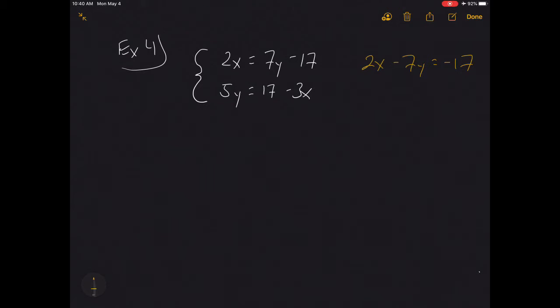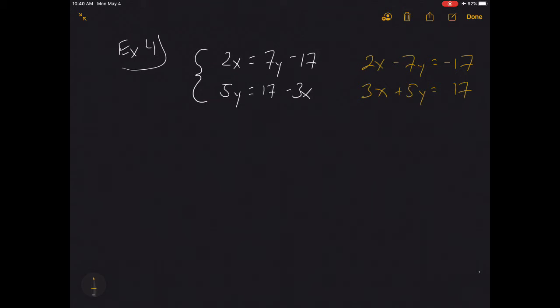And the second equation, the x needs to come to the left-hand side, so that negative 3x, we're going to add 3x to both sides. And again, I'm going to line it up vertically so that 3x is here. I still have my plus 5y, and then that's going to equal 17.